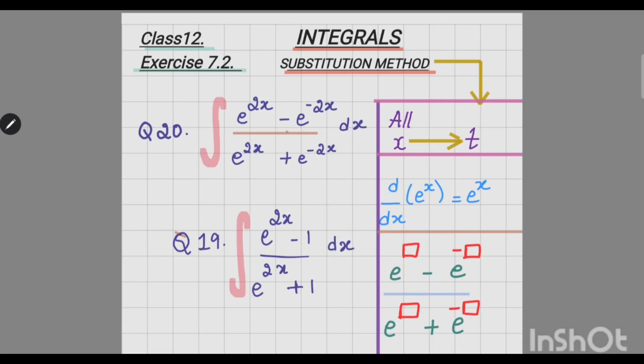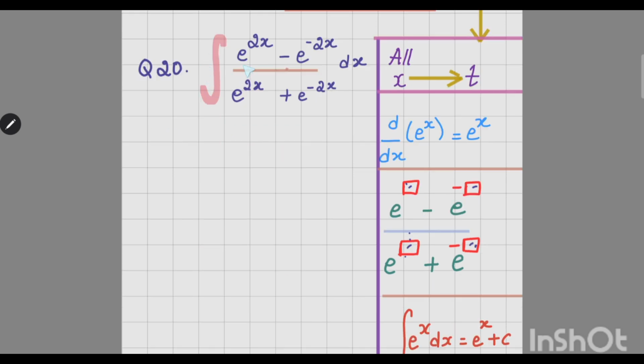Exercise 7.2 integrals. We have completed 18 questions. So first we will find the integral of the 20th one and then we will find the integral of the 19th one. We have to find the integral of e to the power 2x minus e to the power minus 2x divided by e to the power 2x plus e to the power minus 2x with respect to x.